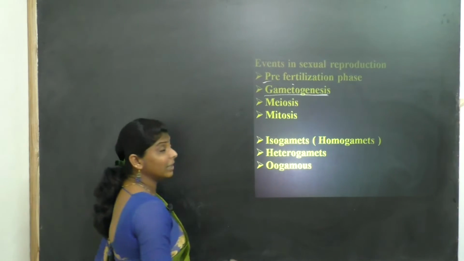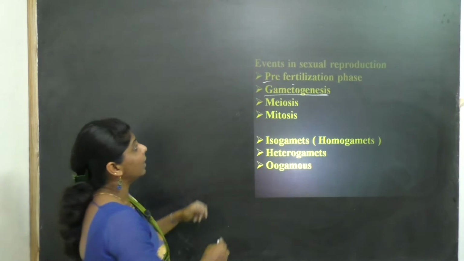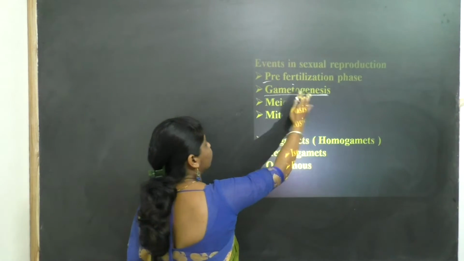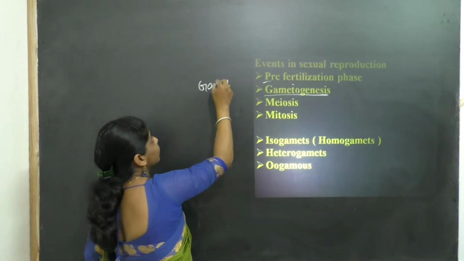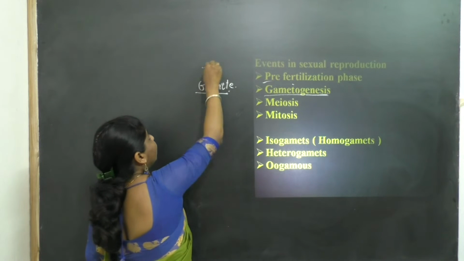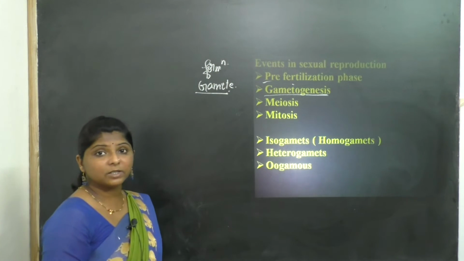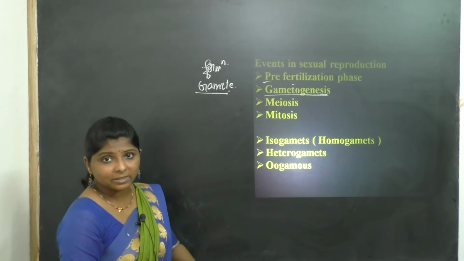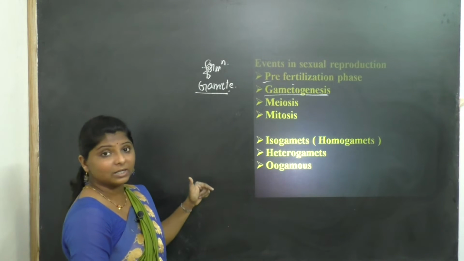Okay, 2 important events take place in pre-fertilization phase. First one among them is gametogenesis. Gametogenesis means the formation of gamete. Okay, gametogenesis means gamete genesis, formation of gametes is gametogenesis.